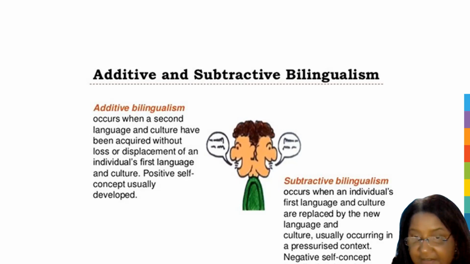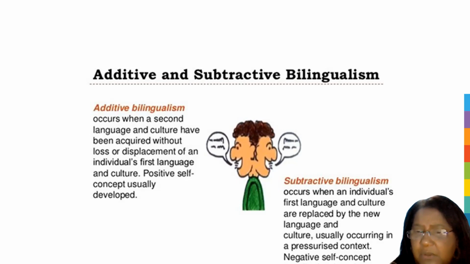Subtractive bilingualism, which I don't believe in, I hate this policy personally, occurs when an individual's first language and culture are replaced by a new language and culture, usually occurring in a pressurized context. And this is actually sometimes what happens in a lot of our township schools where students' home language might be isiXhosa. And then suddenly in grade three, they lose their home language and it's replaced with English, becomes the home language. And I mean, that's not really what we want, okay?